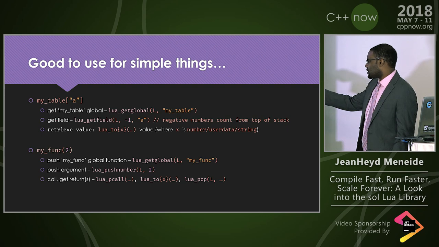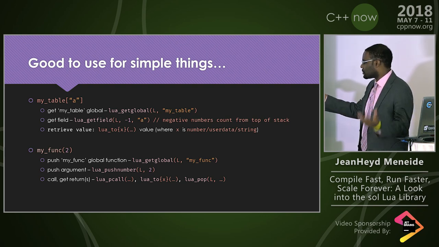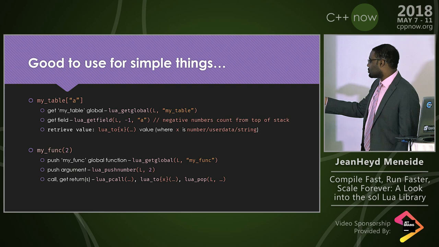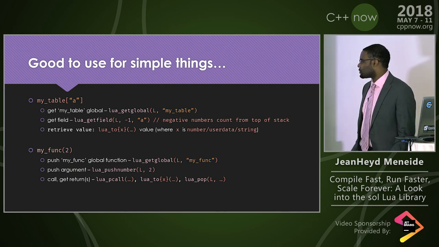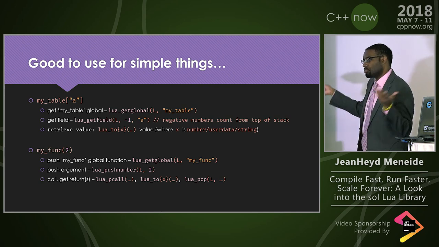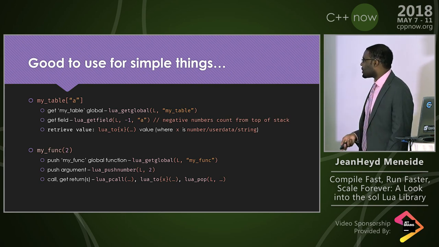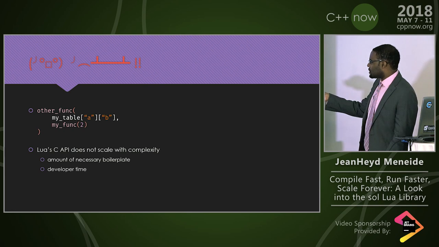So you use lua_to-something again, like you do here, to get your numbers, your user data, your strings, your tables. And then you use lua_pop to get rid of everything after you've inspected it or messed with it or done whatever you want with it. And so again, this isn't too hard, right? Not too complicated. Then you want to do this.